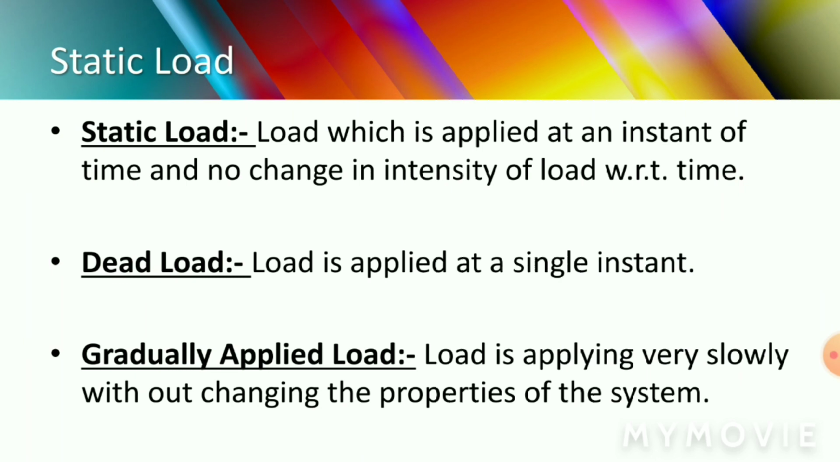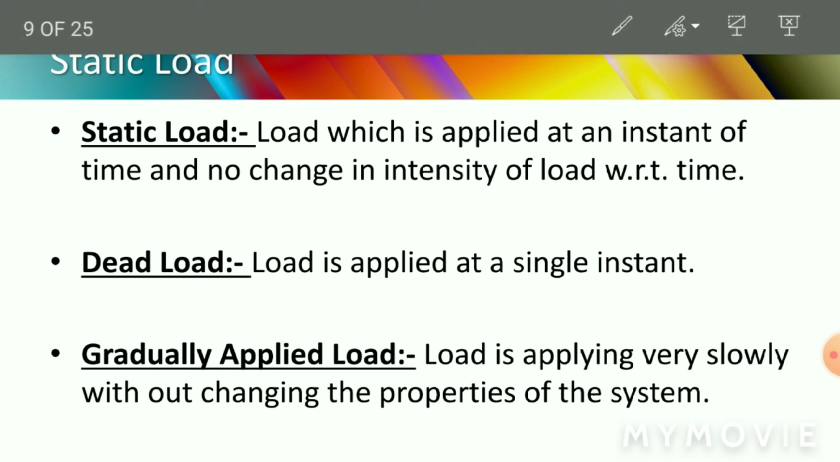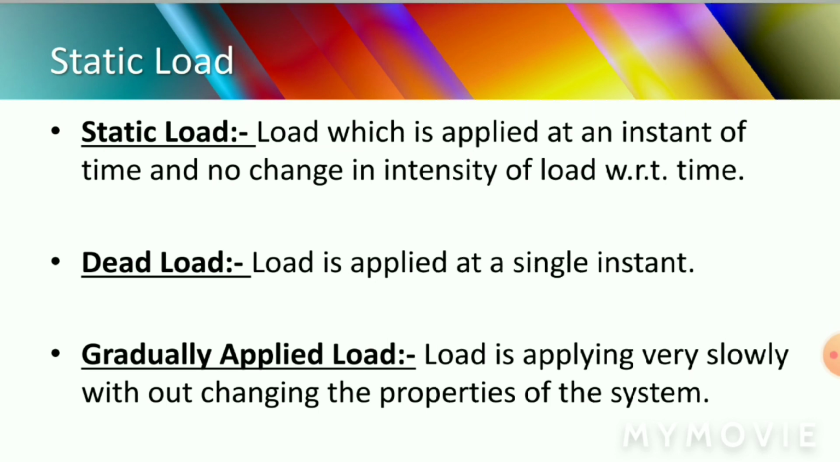Static load is classified into two types: dead load and gradually applied load. Dead load is load which is applied at a single instant. For example, you sit in a chair, that is a dead load. Gradually applied load is acting very slowly. For example, take rice grains and add them one by one to a weighing bar slowly. All those loads are said to be gradually applied load. This will not affect the properties of the system. If those loads change the properties of the system, then it is said to be impact load.